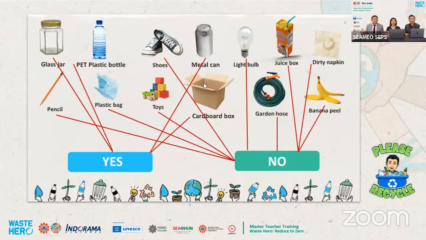And after that, I show them examples of what can be recycled and what cannot. Here is the handout that I show them on the screen. One by one, I ask them whether a PET plastic bottle can be recycled easily. They said yes. Banana peel, they said no. A cardboard box, they said yes. How about a light bulb? No, of course not. How about the garden hose? What do you think? No, okay. Easy enough because you've seen it already. Okay, let's move to the next one.